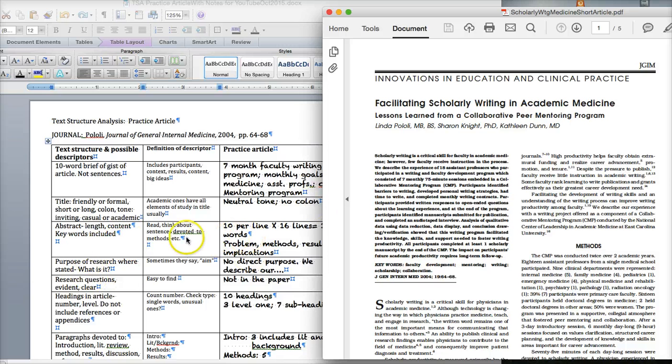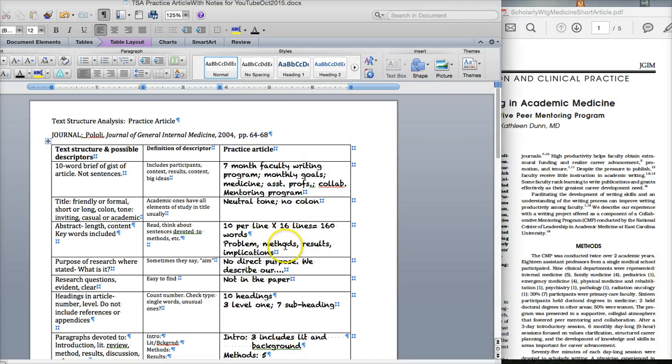The abstract itself, count how many words there are per line, and then count the number of lines. It'll give you a general idea of how many words are in the abstract. In this case, there were 160 words.